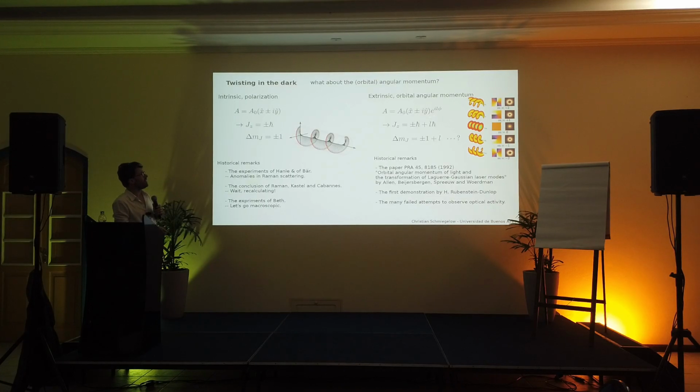Later, I showed you that if you put an extra e to the iℓφ phase, the total angular momentum of the beam has a component that has to do with the intrinsic spin angular momentum, which can be plus or minus ħ, but there's another quantity which can be ℓħ, and ℓ can take any integer number, positive or negative. That's what we know as orbital angular momentum. So the question we ask ourselves is, can we actually see changes in the atomic transitions of Δm_j equal to plus or minus 1 plus whatever ℓ we put into it? And how do we see this on an atom?